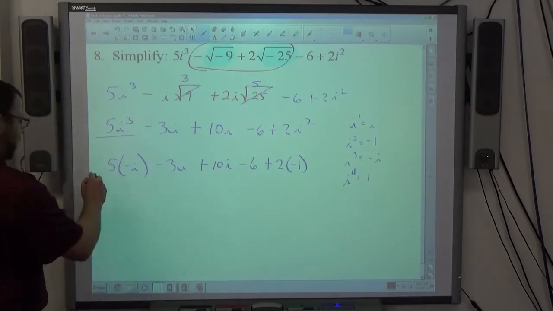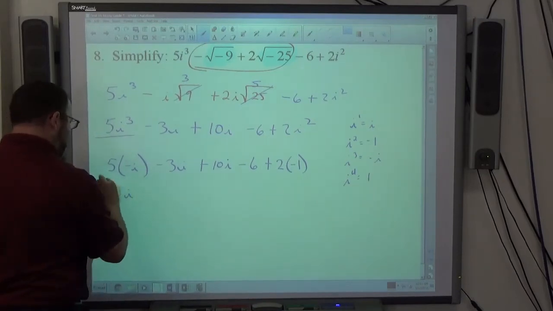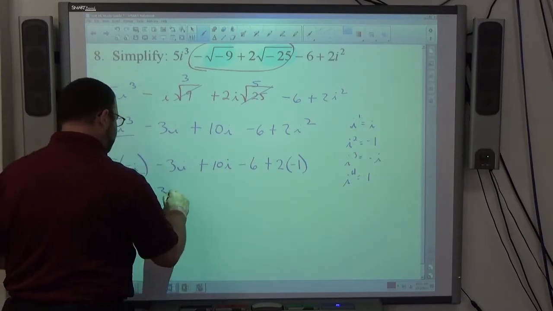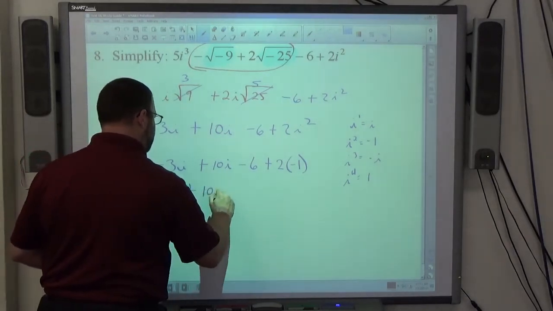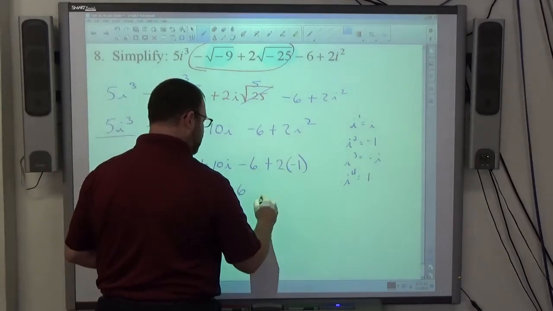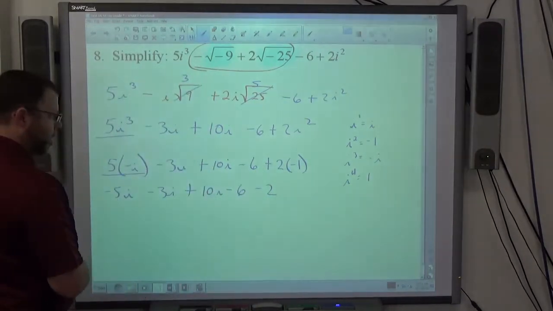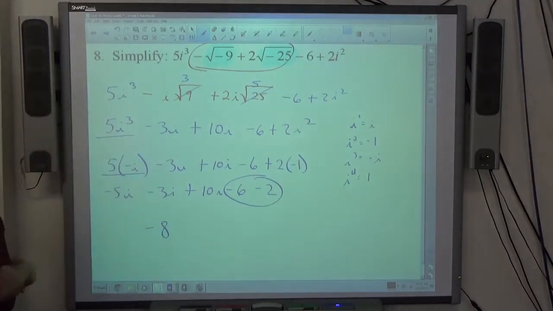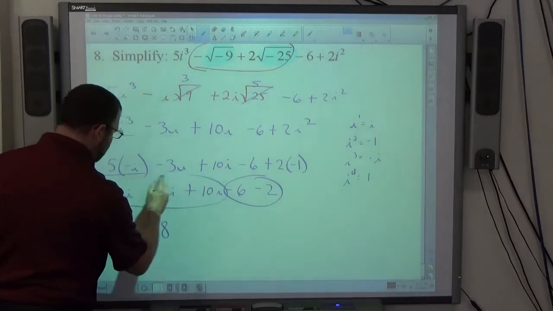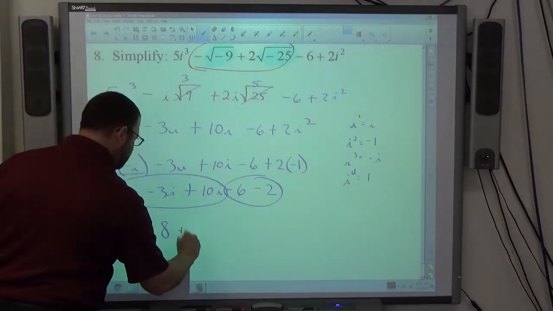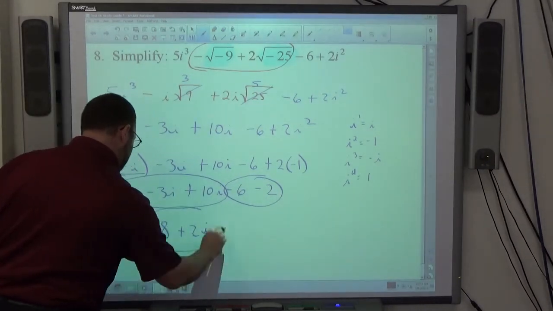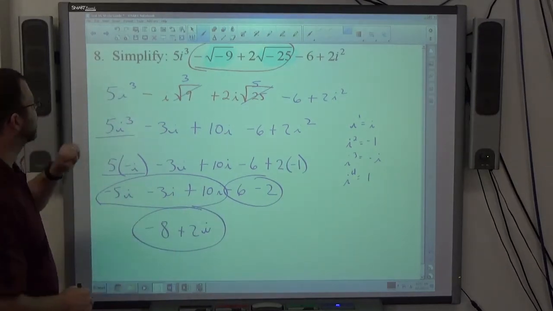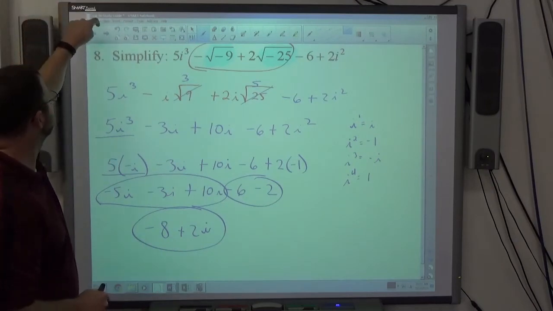Then if I simplify, I get negative 5i. And product multiplied, opposite sign is going to be negative. Minus 3i is still the same, plus 10i is still the same, minus 6 is still the same, plus 2 times negative 1 is minus 2. Real sum, negative 8. Imaginary: signs match, so we add. Negative 8 plus 10 is going to be plus 2i. So negative 8 plus 2i is my final answer. Real first, imaginary second when you write final answers on these problems.